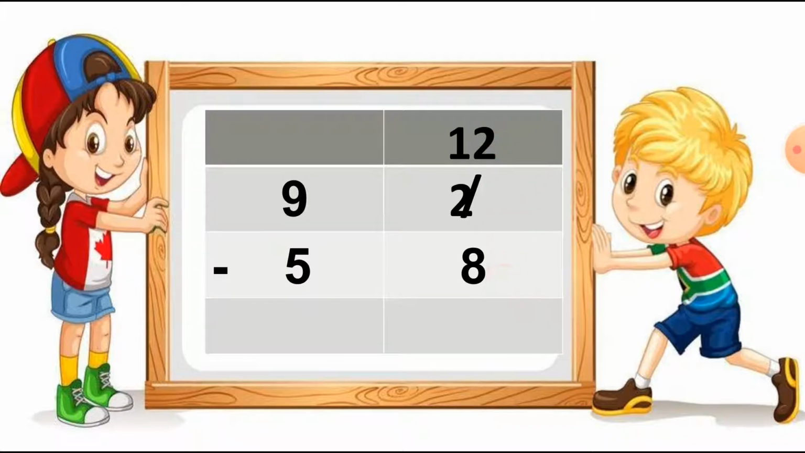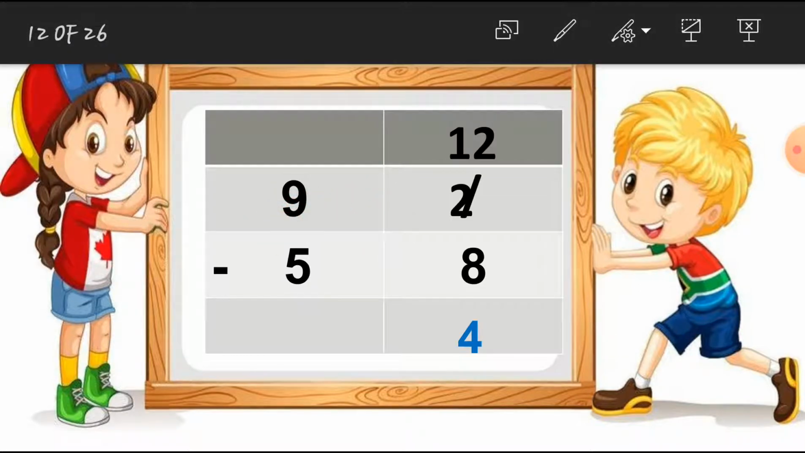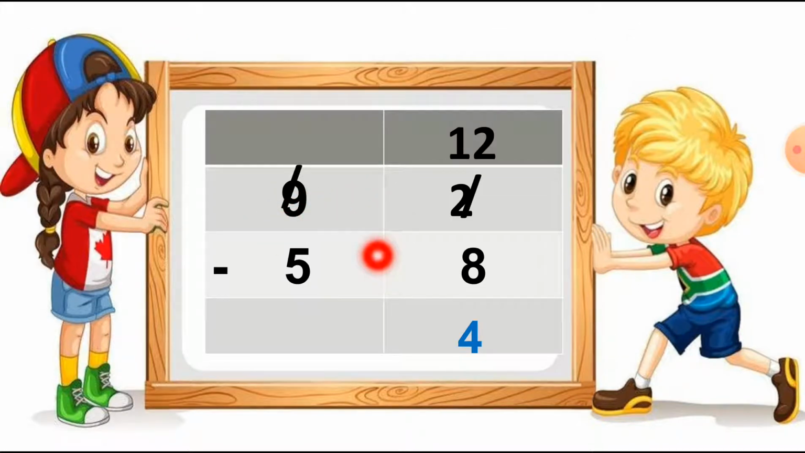So 12 minus 8 is equal to 4 and we have to cut 9 first and cut 1 from it. So 9 becomes a 8. Now 8 minus 5 is equal to 3. So the answer of this sum is 34.